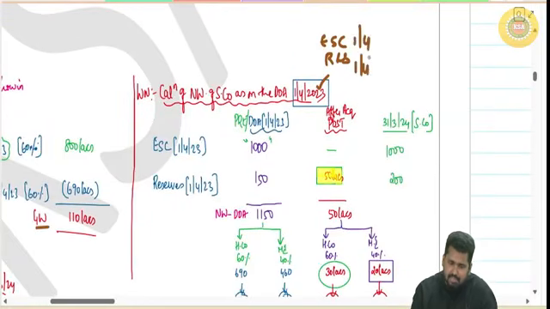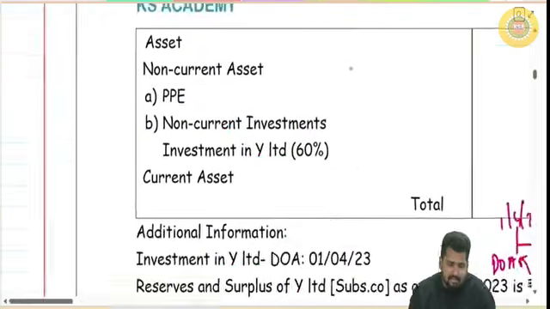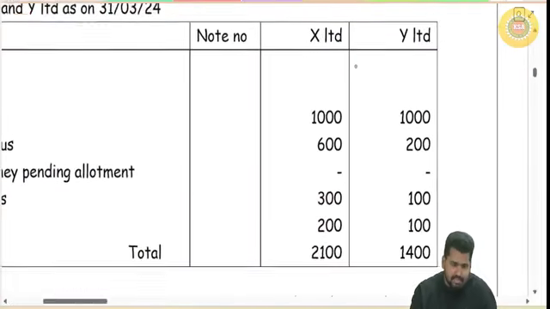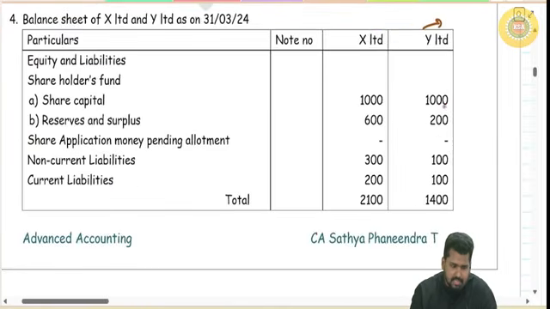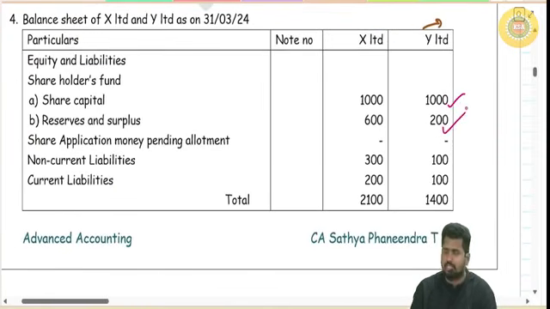I also need reserves and surplus of 1st April only. But we will go to the balance sheet and take it immediately. What is the balance sheet value? Y Limited, subsidiary limited. Correct? Subsidiary limited. What is the equity share capital and reserves and surplus?